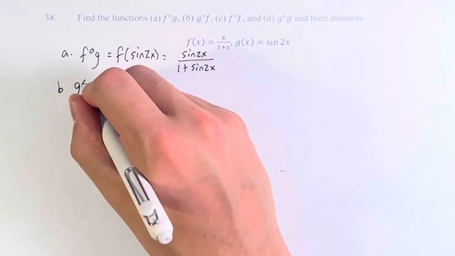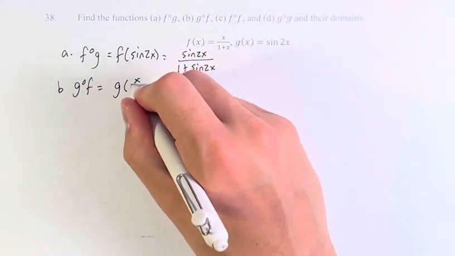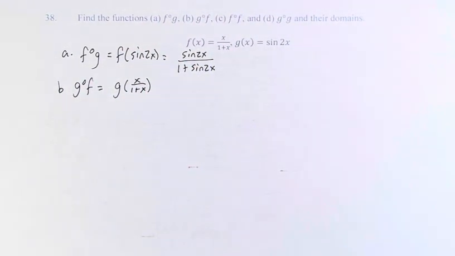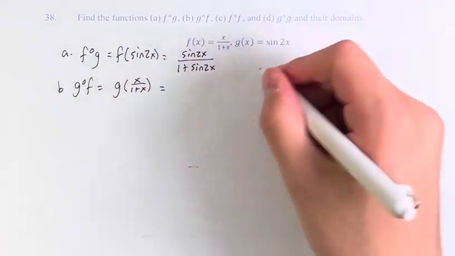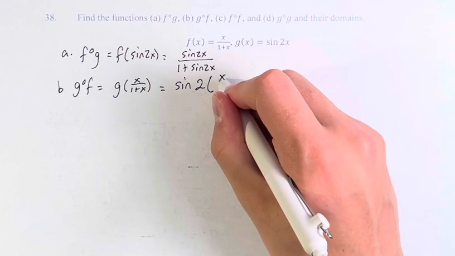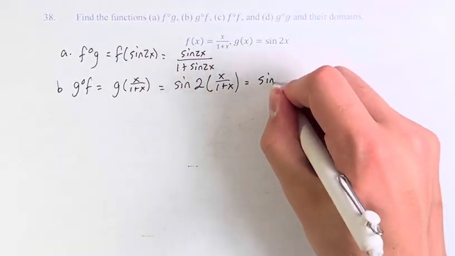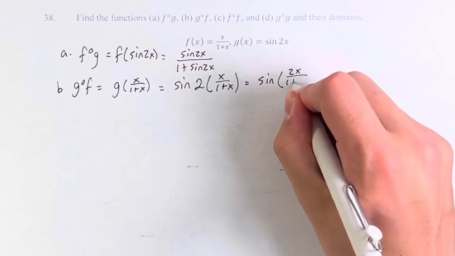B, we have g of f. This is g of f of x, which is x over 1 plus x. Therefore, this is equal to sine of 2 times x over 1 plus x. This is equal to the sine of 2x over 1 plus x.